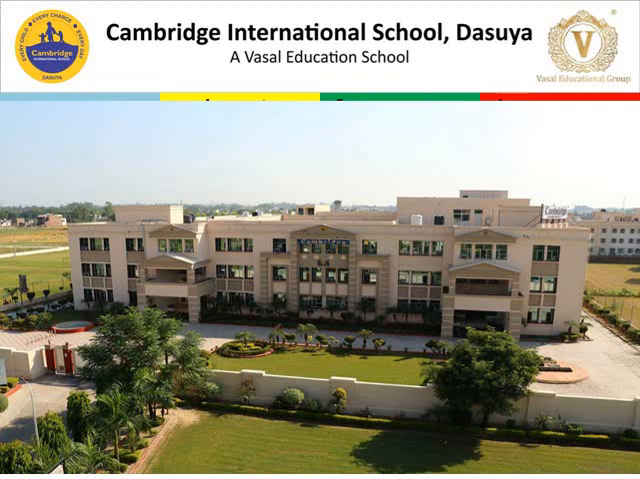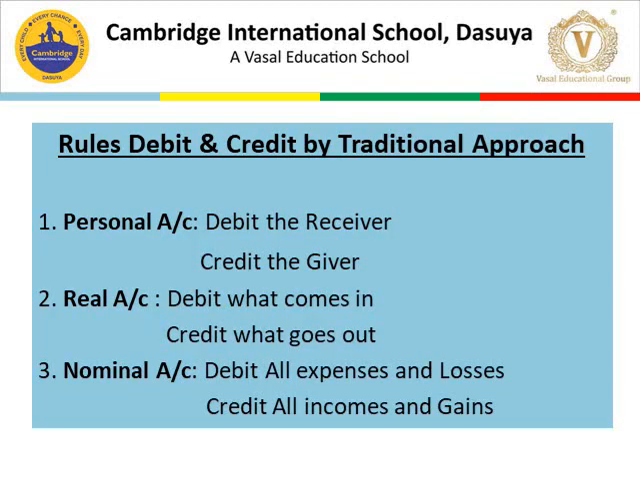Today we are going to start a new chapter, that is journal and ledgers. But before jumping into the journal and ledgers, let's recapitulate what we had done yesterday. In the previous classes, we had done rules for debit and credit. It is done by two approaches, that is traditional approach and modern approach.